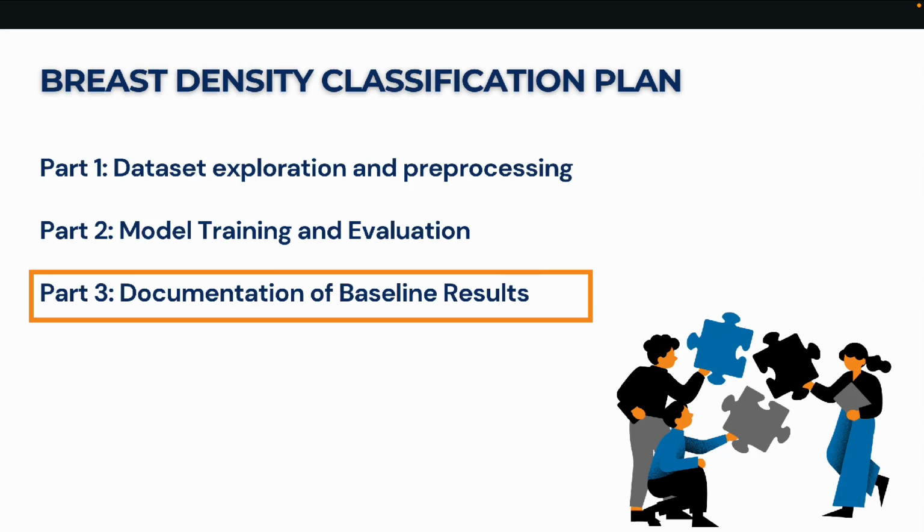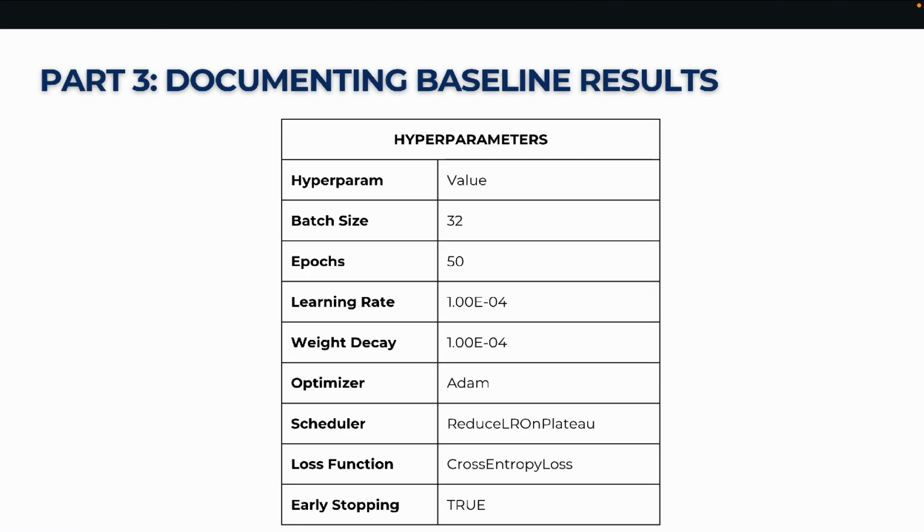So in the last video we saw how we can train a deep learning model and then we also evaluated it. In this video we are going to document the baseline results, meaning that all the models that we are going to train, we are going to add those results in an Excel sheet so that we can refer back to it whenever we need it. So in this video we are simply going to document the baseline results.